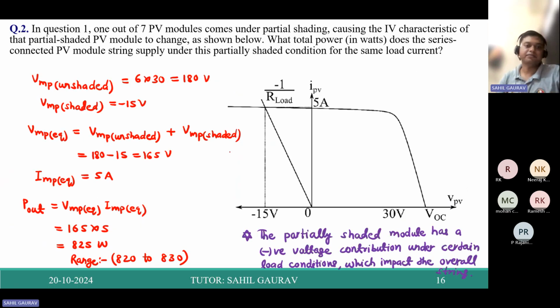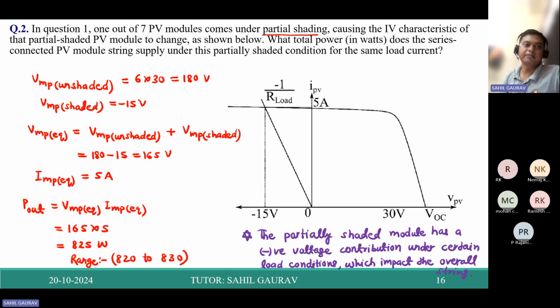Now in the next problem, one out of 7 modules comes under partial shading. This causes the IV characteristic of the partially shaded PV module to change, as shown in the figure below. One module comes under shading, and the IV characteristic of this partially shaded module is given here. What is the total power that the series connected PV module string supplies under this partially shaded condition for the same load current? We will do it separately.